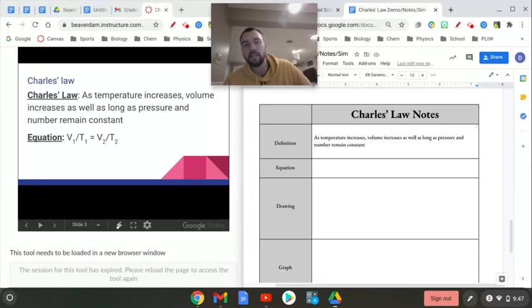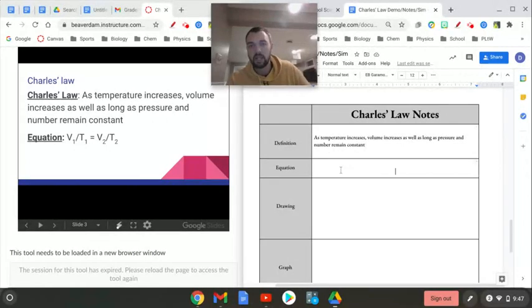So if we're doing this in a balloon or something that can change its shape or size, like the soap bubble, it could get bigger or smaller depending on the temperature. It's not rigid like a glass container or a metal water bottle that's capped. As long as it can keep the pressure and the number of molecules inside constant, if we increase the temperature, the volume will also get bigger.